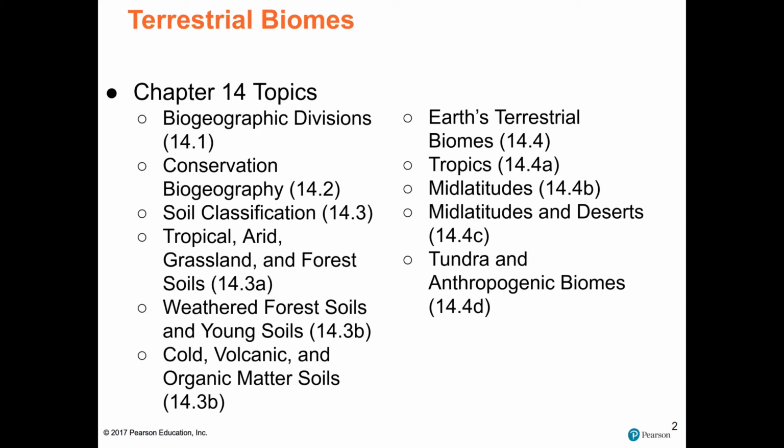So this is an enormous chapter. We talk about biogeography, soils, different types of soils, tropical soils, grassland soils, forest soils, young soils, volcanic soils, and then we talk about biomes, these 10 or so groupings of plants and animals.